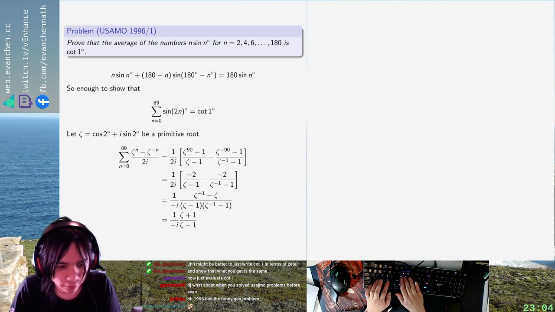Oh, crap. One moment. Recompile. Because I screwed up a sign again. So this is minus 2. This is also minus 2. Okay, so this is equal to 1. Alright, so now I'm going to screw up the signs again, because that's what I do best. But zeta on the top is zeta minus zeta inverse minus zeta. On the outside, I have 1 over minus i. And then on the bottom, it's zeta minus 1 times zeta inverse minus 1.